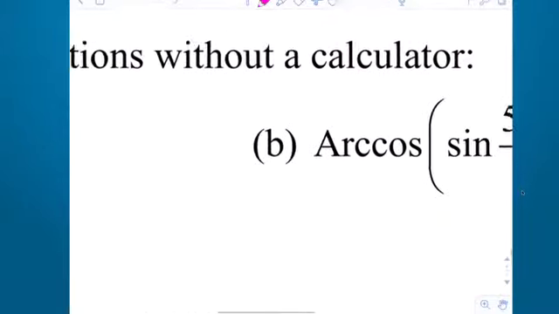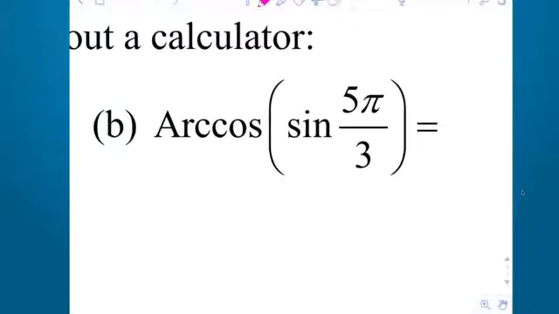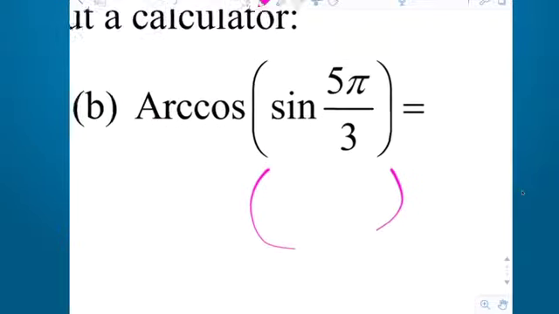Yeah. All right, letter B. Arc cosine of sine of 5 pi thirds. Whoa, hang on there. What are you doing? Are you evaluating sine of 5 pi thirds for me? Yeah. Okay, and what did you say?